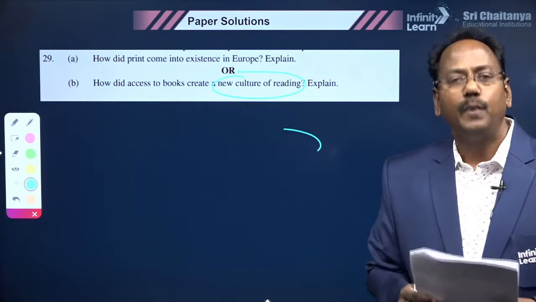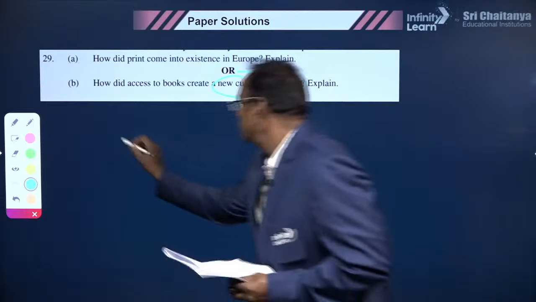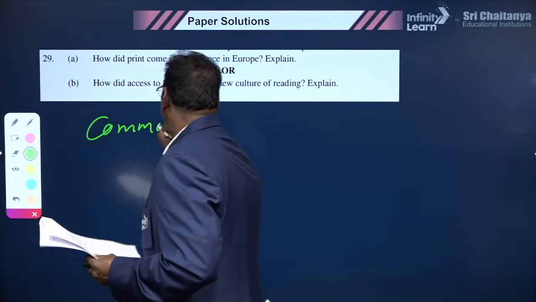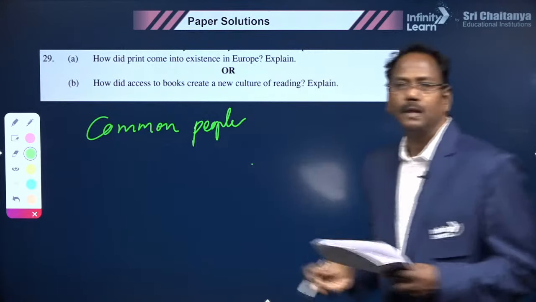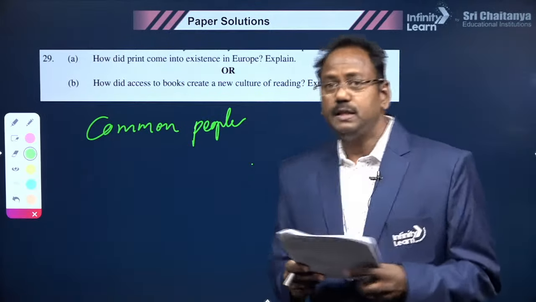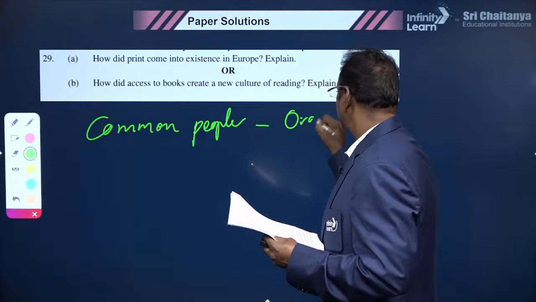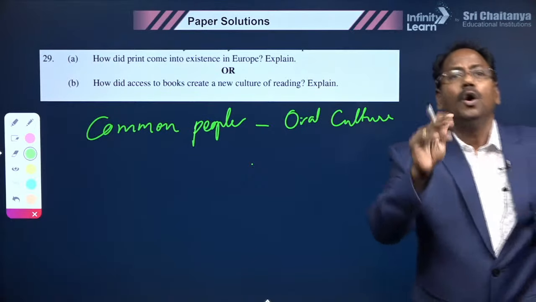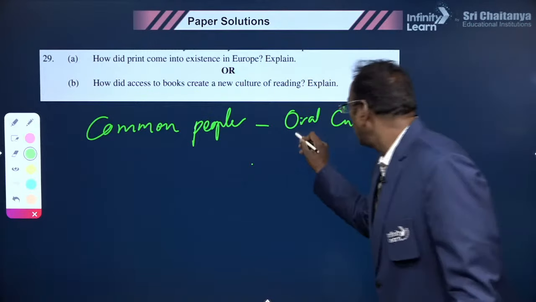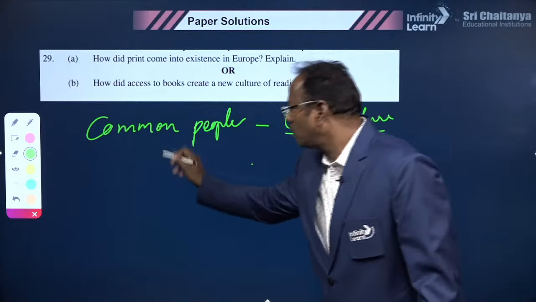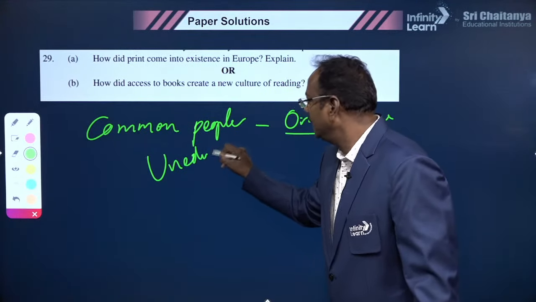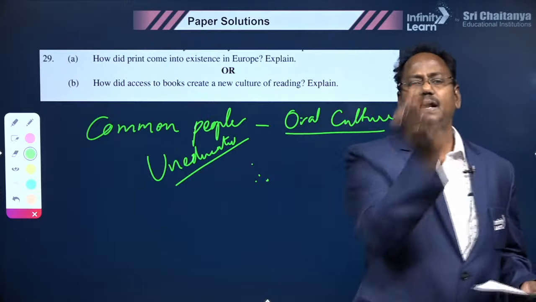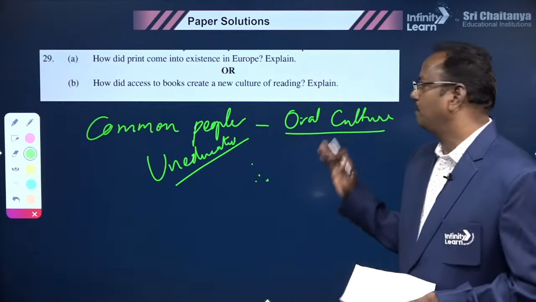When you talk about the new culture of reading, you have to talk about common people. These people mostly lived in oral cultures. Most of the time, people followed oral cultures, my dear students. And what is the oral culture? Most of the common people were not highly educated, they were uneducated. Even in most areas of Europe, or the whole of Europe, before the 18th and 19th centuries, the uneducated population was high.